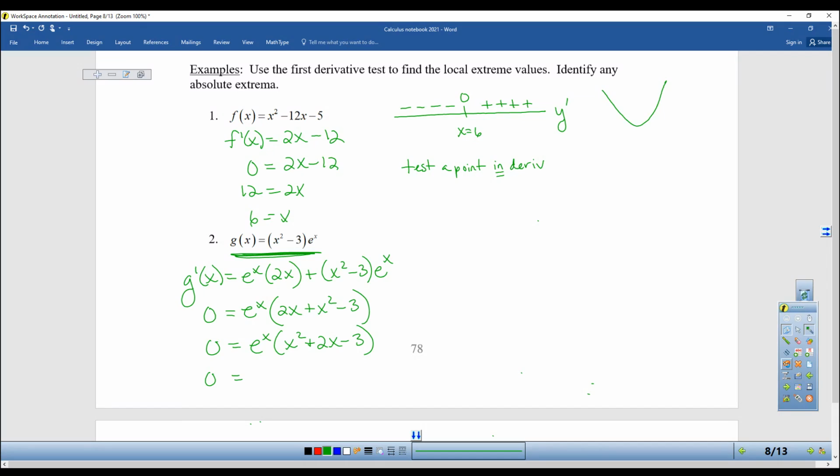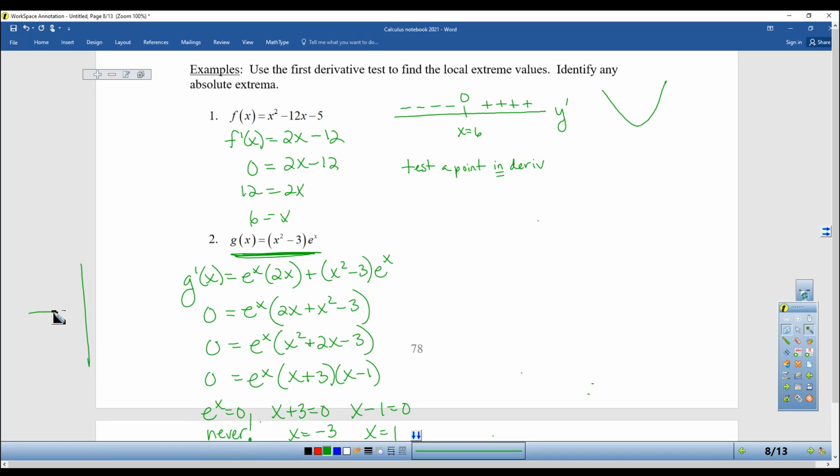And then I get e to the x times x plus 3 times x minus 1. So either e to the x is equal to 0, or x plus 3 is equal to 0, or x minus 1 is equal to 0. So my critical points are at -3 and 1, and when is e to the x equal to 0? Okay, never. If you're in honors, you need to put that in your appendix.